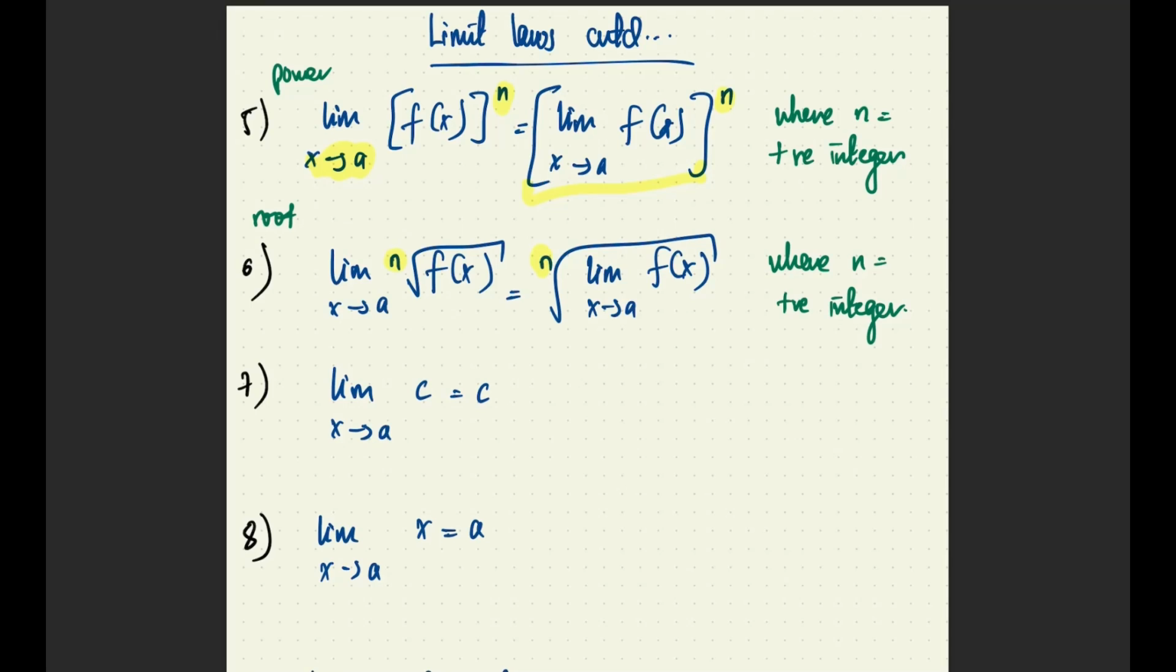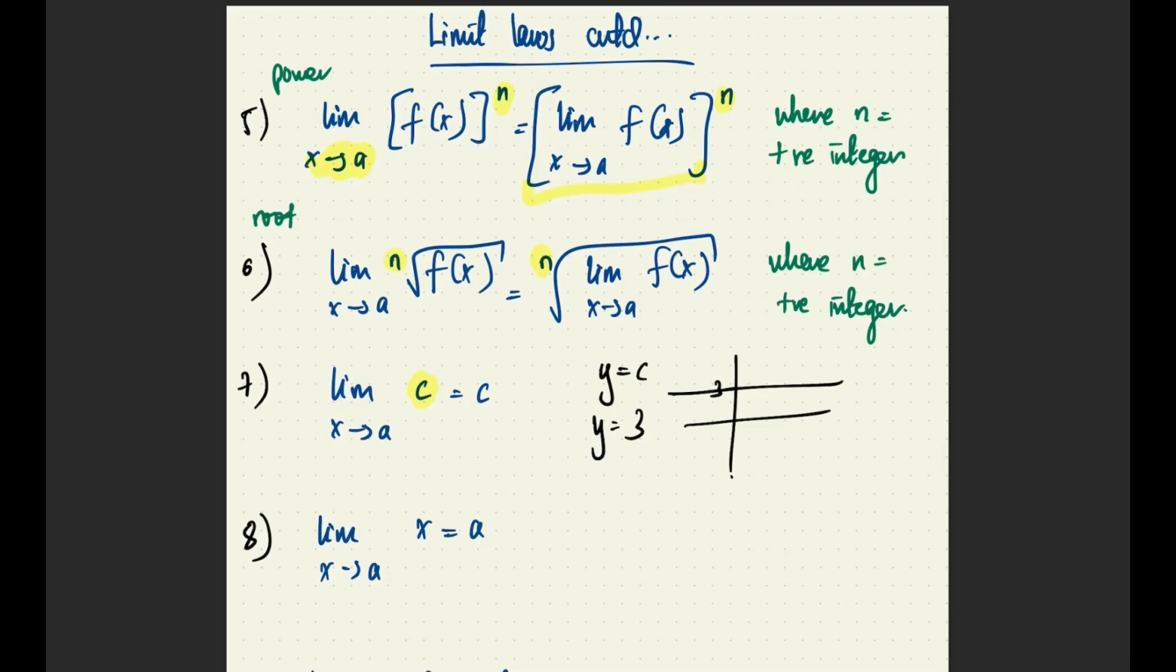In the seventh law, the limit as x approaches a particular number a of c, which is a constant, is just equal to the constant itself. So what this says is that when I say the limit as x approaches a number a of c, this means that the function y is just equal to c. So if y equals a constant, the constant can be anything, right? Let's say the constant is 3. So the graph of y equals 3 is just going to be this, right?